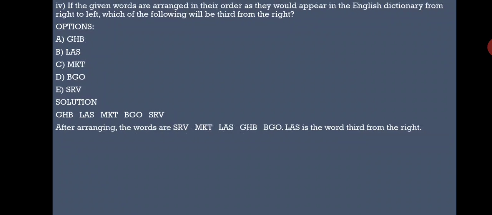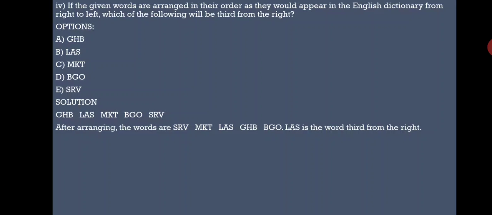The fourth question is: if the given words are arranged in the order as they would appear in the English dictionary from right to left, which of the following will be third from the right hand? The options are given. Solution: first write the terms GHB, LAS, MKT, BGO and SRV. Write the terms in alphabetical order from the English alphabetical series. So SRV, reverse alphabetical order, right? We need to write it from right to left. So SRV comes first, MKT comes second, LAS comes third, GHB comes fourth and BGO comes last.